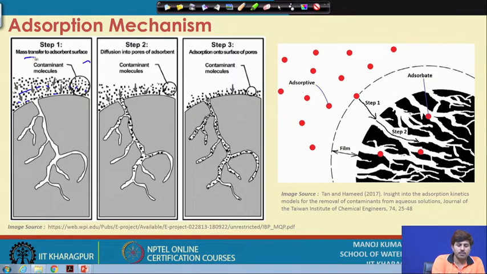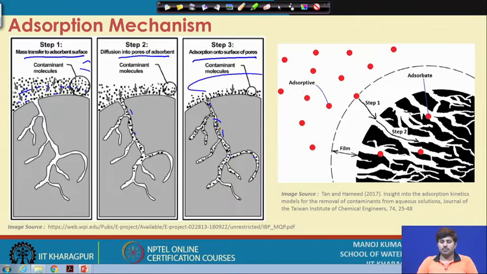So, the first step is the mass transfer to the adsorbent surface, then it diffuses into the pores of the adsorbent, particularly for a porous material, and then it gets adsorbed onto the surface of these various pores. These are the subsequent steps through which the contaminant concentration in the aqueous phase decreases a lot, as the contaminant is contained within the adsorbent media.